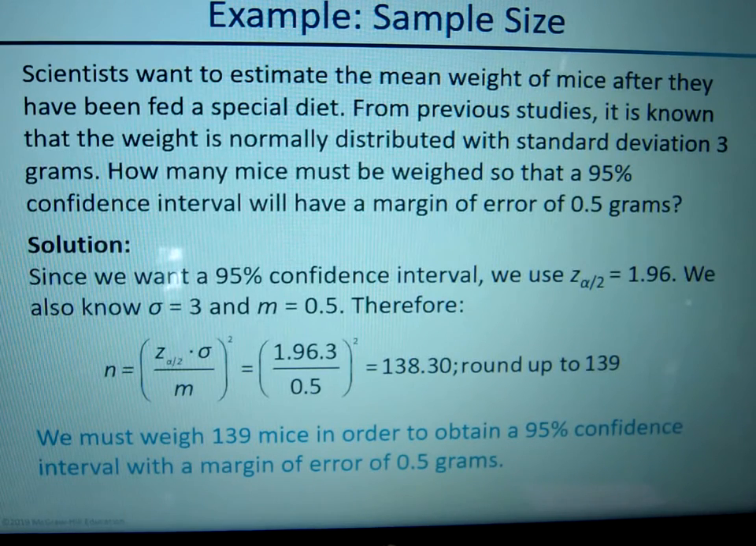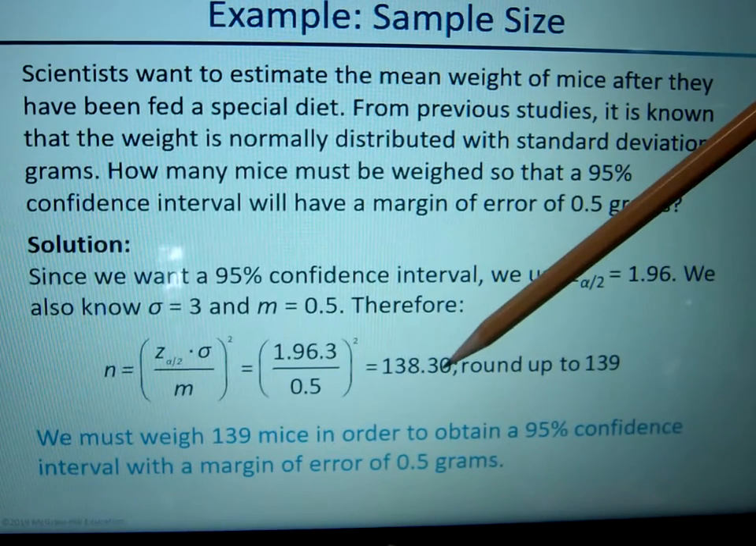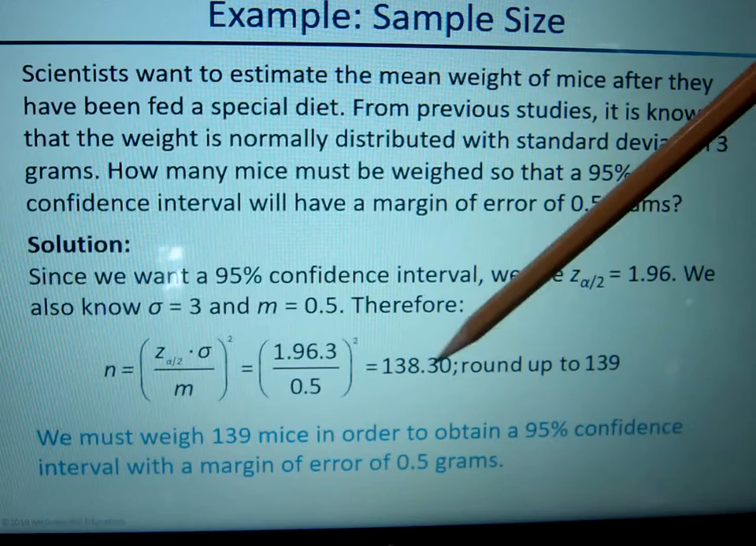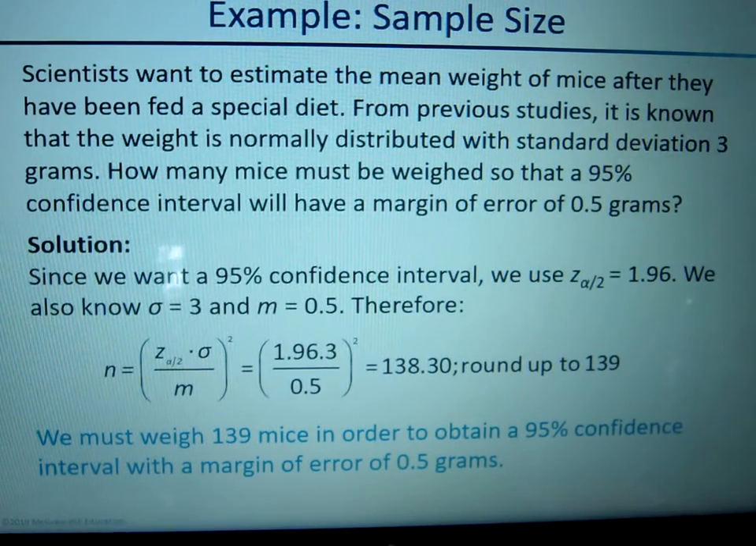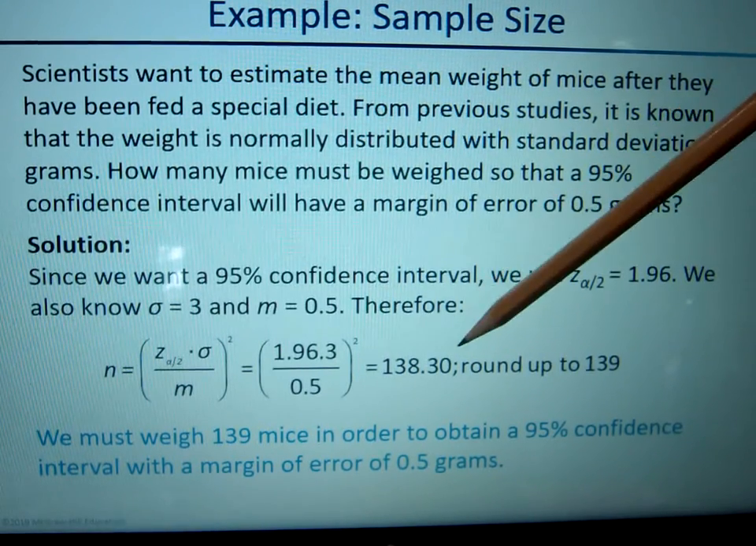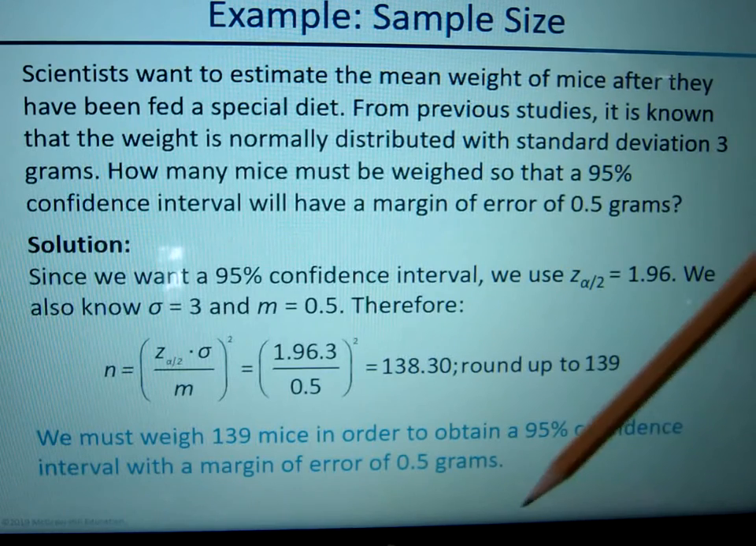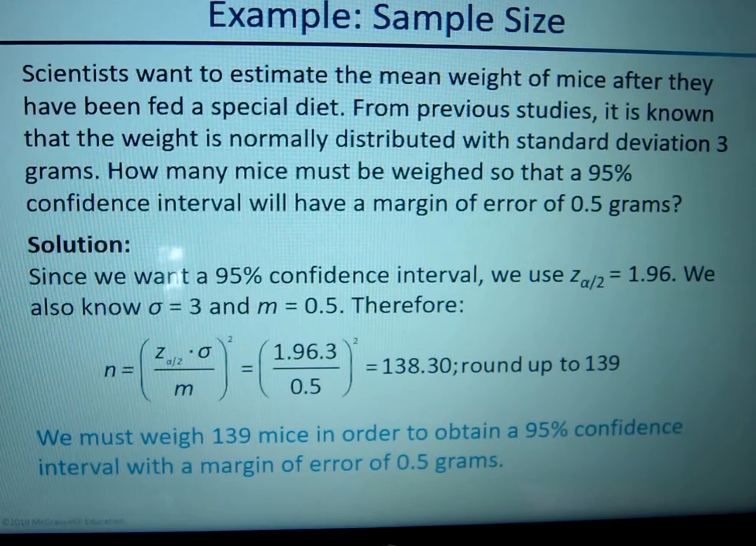Now you might be thinking, why don't I round down? Because remember, you want to make sure that you're including this portion of a mouse, let's say, in our confidence interval, because that's the number that we got. So if you round down, it's like you're not counting that portion. If you round up, then you definitely have it in your interval.